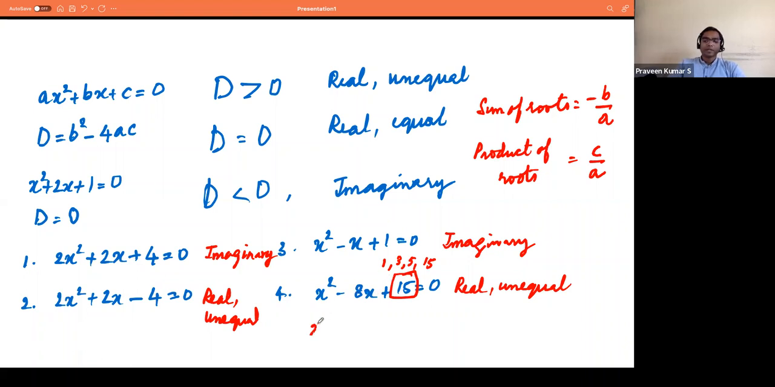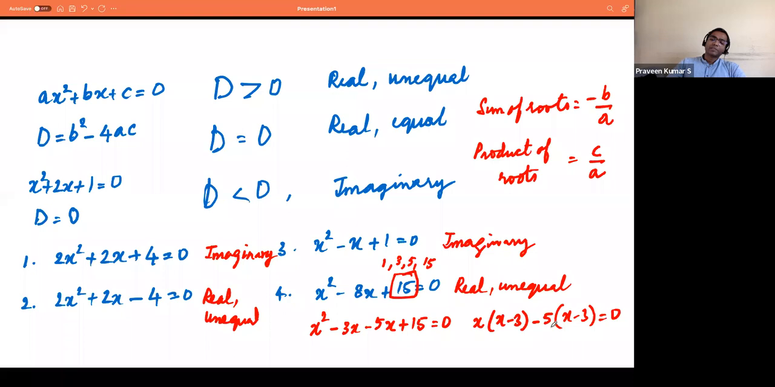Then you will write x square minus 3x minus 5x plus 15 is equal to 0. So in the first two terms, you will take x common, x minus 3; minus 5 common, again x minus 3 is equal to 0. So if you take x minus 3 common now, you will get x minus 3 into x minus 5 is equal to 0.